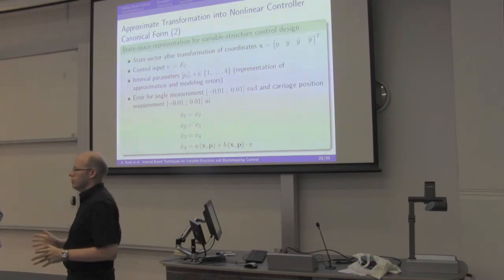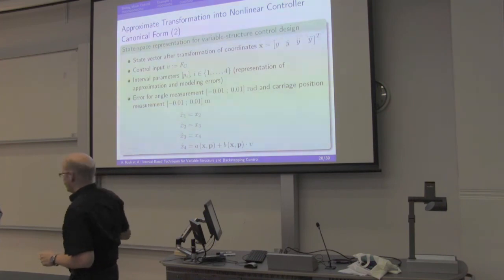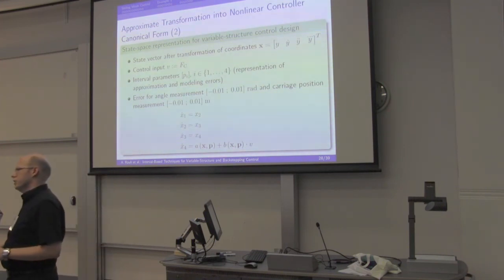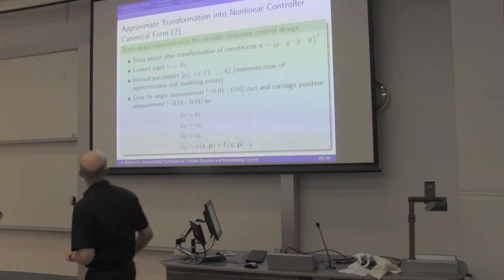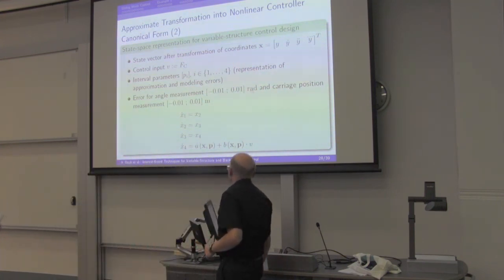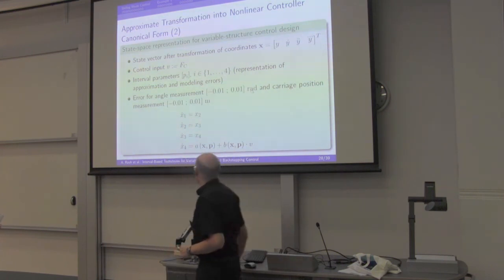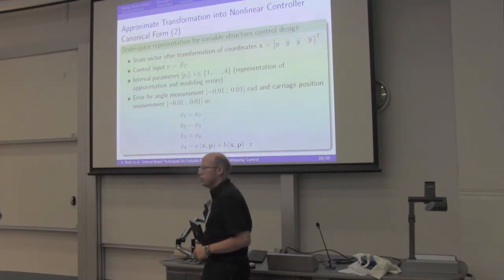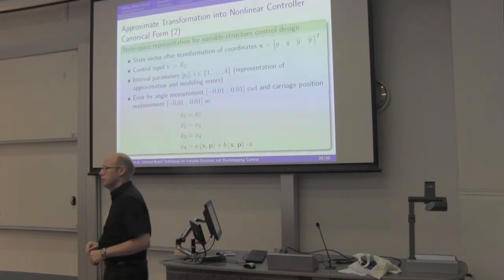This is, for example, what was included in the simulation for this inverted pendulum. They assumed that this first interval is the angular uncertainty, and we have a position uncertainty of, for example, plus minus 1 centimeter. This is directly working.